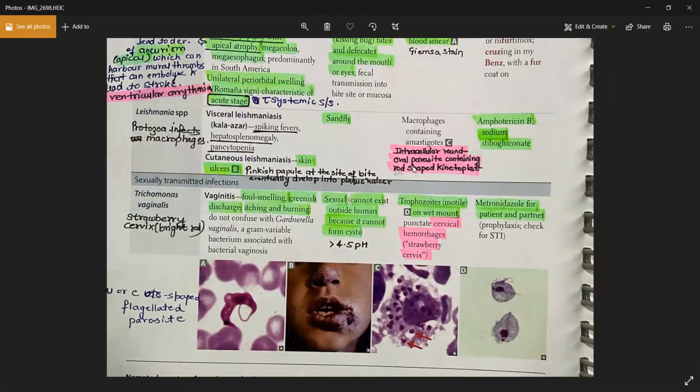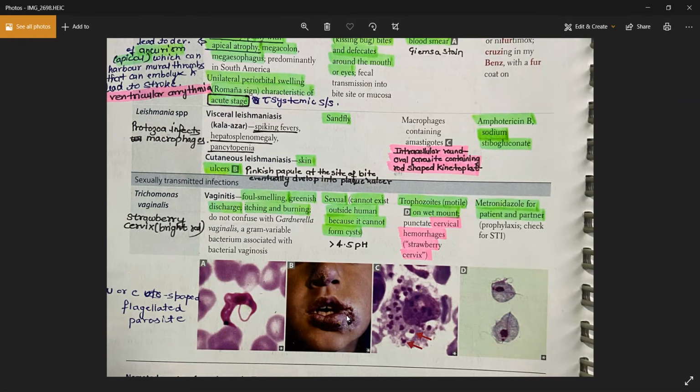So intracellular round or oval parasites, and the parasites are in the macrophages. They have this kinetoplast, or they can mention the name amastigotes. So trypomastigotes for Trypanosoma cruzi, and amastigotes for the Leishmania. They affect the macrophages. They can cause a visceral leishmaniasis, which presents with a long history of fever, like 6 months or 7 months, hepatosplenomegaly and pancytopenia, and the patient can have a cutaneous leishmaniasis, which presents as a painless ulcer. As you can see, the patient has a painless ulcer.